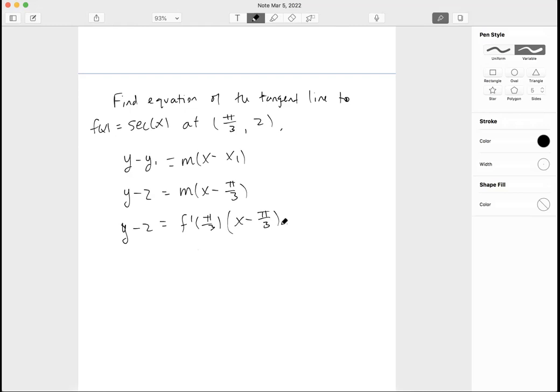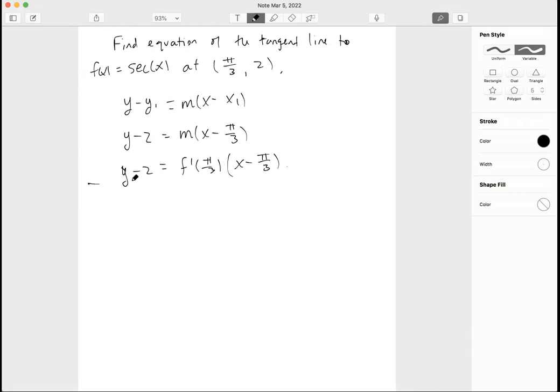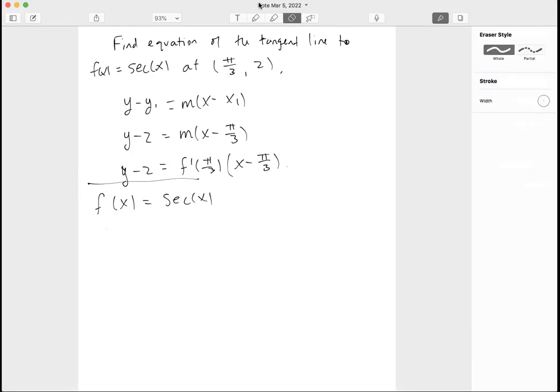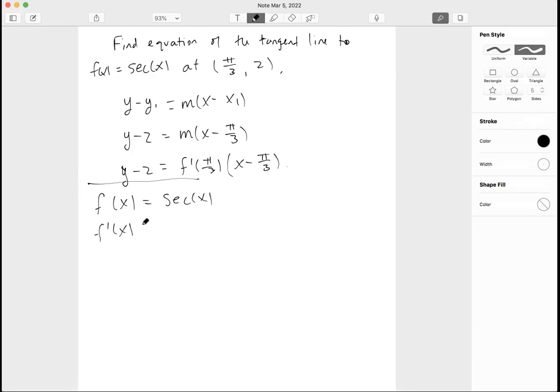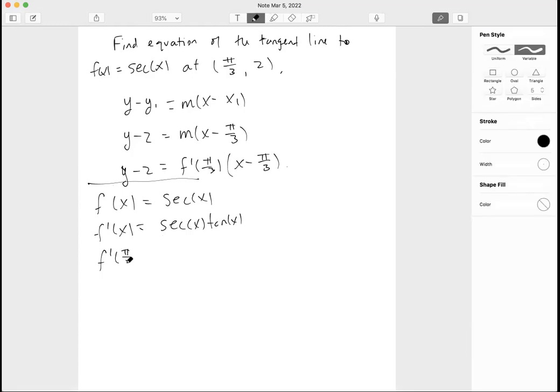So our goal is to find out what the derivative of secant is and what it is at pi over 3. So let's find that out. First of all, let's just find out what the derivative of secant is, and then think about pi over 3. So we know the derivative is secant tangent. And at pi over 3, we have secant of pi over 3 times tangent of pi over 3.